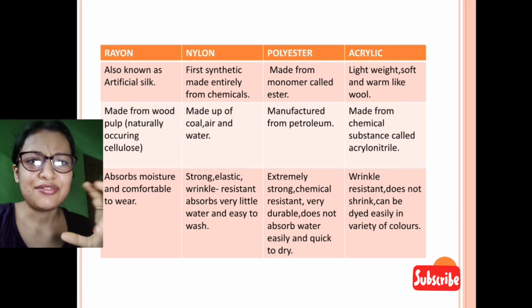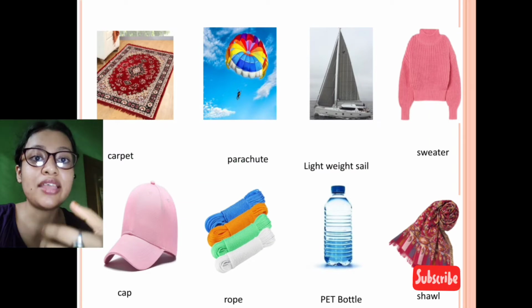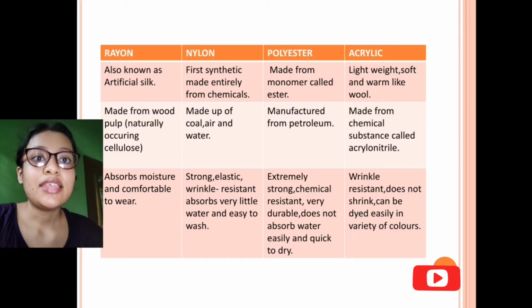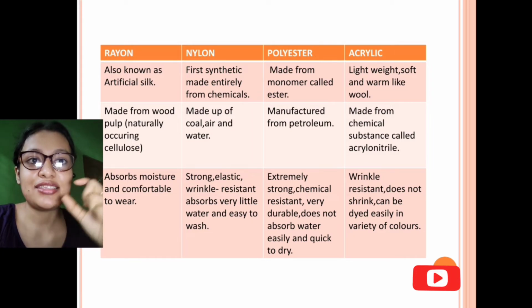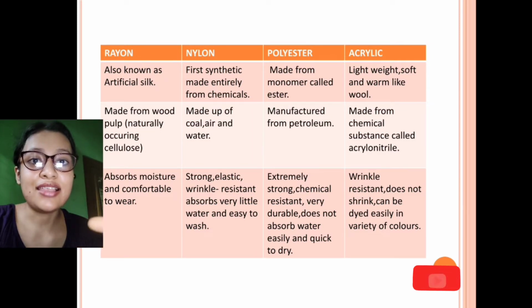This rayon material absorbs moisture, and it is very comfortable to wear. Rayon is used to make carpets and caps. Next is nylon. Nylon was the first synthetic that is made entirely from chemicals. So in nylon materials, there is no natural substance.